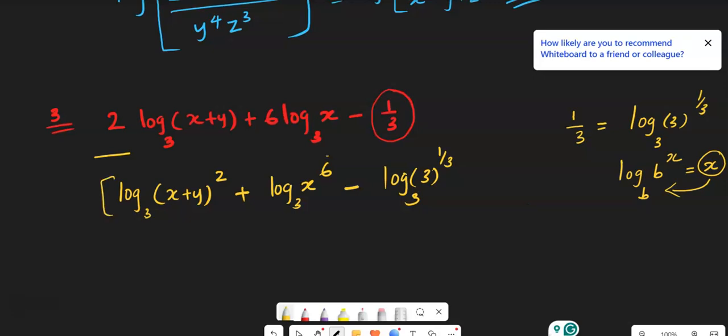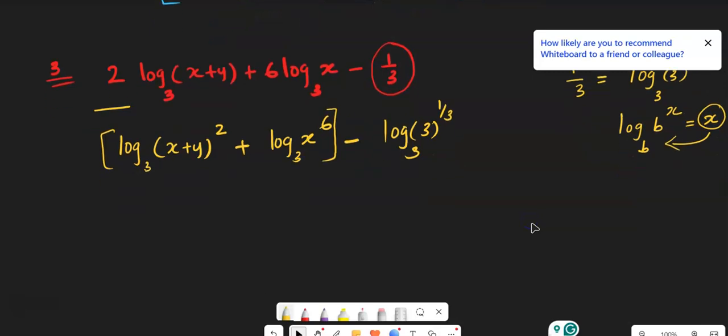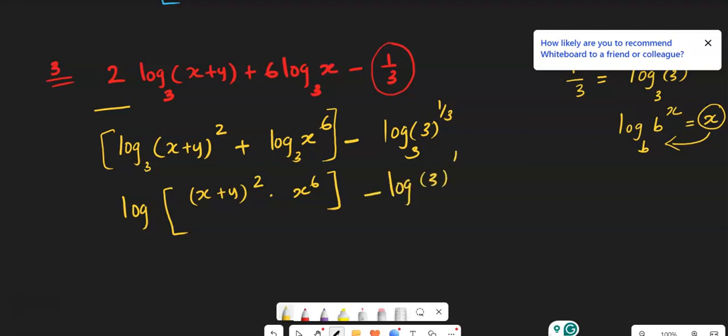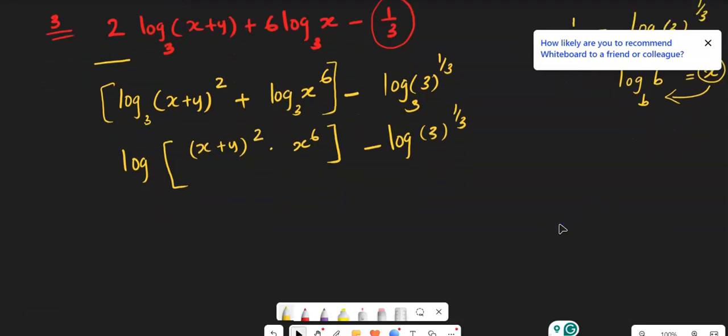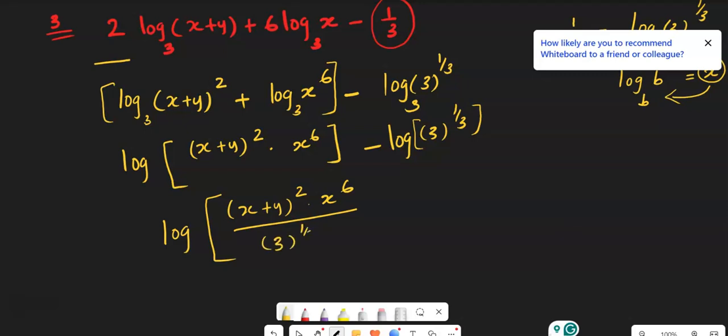So I'm going to combine these first two terms, that is log a plus log b. This will become log of a times b, that is x plus y the whole square times x to the power 6, minus log of 3 to the power 1/3. So this is in the form of log a minus log b, so that will be log a by b. That is log of x plus y to the power 2 times x to the power 6, divided by 3 to the power 1 by 3. So this is the combined form of the given question.